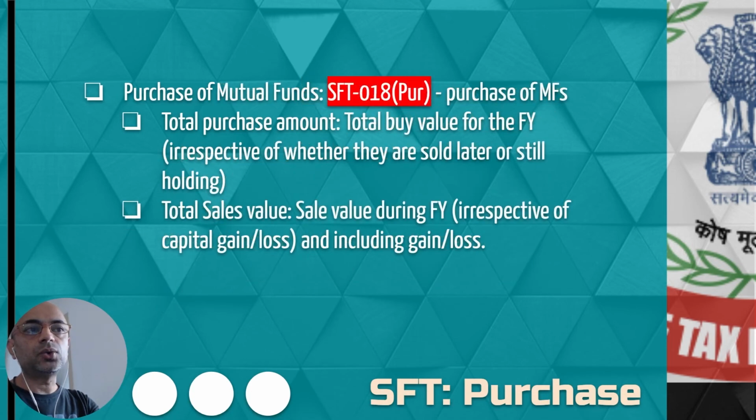SFT018 PUR will indicate the purchase of mutual funds through the mutual fund house. Total purchase amount will be the total buy value for the financial year, irrespective of whether you have sold it later or are still holding at the end of the financial year. Total sales value will be the sale value during that financial year, again irrespective of whether that was a capital gain or loss, and the total sales value will include that gain or the loss.